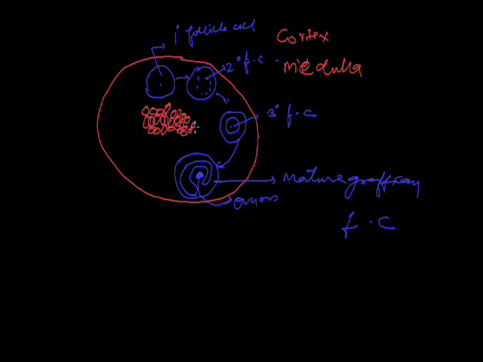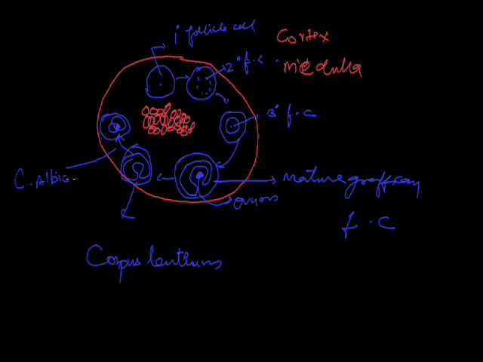Now what happens when this ovum is released from this mature graafian follicle cell, and the follicle cell becomes empty? This empty follicle cell is known as the corpus luteum, and then it will convert into the corpus albicans. This is the process which happens inside the ovary, and by this process the ovum is released from the ovary every month.